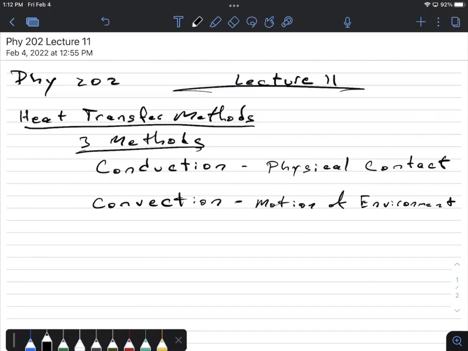That's convection. You're moving the hot air around instead of letting it just sit there as it is and placing an object in that hot air. So that's convection.